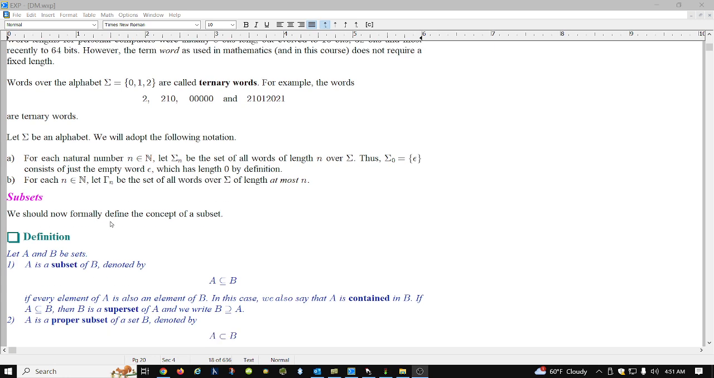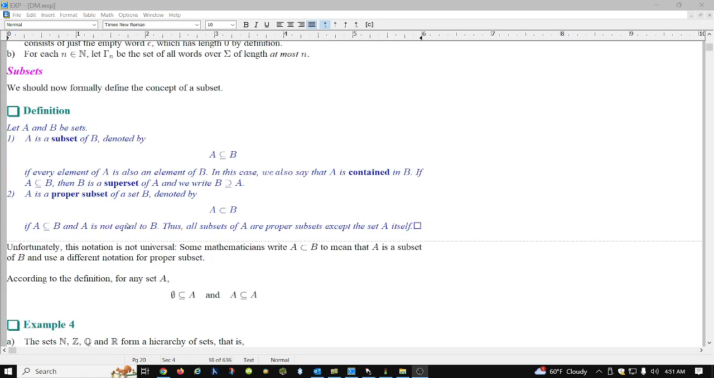Well, now it's time to give a formal definition to the concept of a subset. So suppose that A and B are sets. A is a subset of B, and we'll denote that using this symbol if every element of A is also an element of B. And in this case, we'd also say that A is contained in B, or B contains A. We would also say that B is a superset of A. And this is another notation for saying that B is a superset of A.